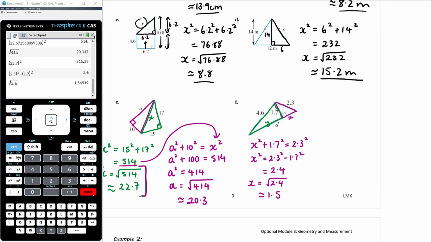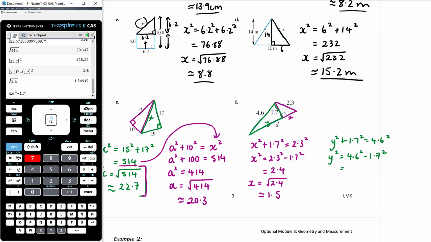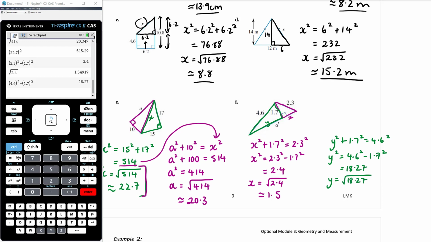Okay. And then y in the green triangle, again y is not the hypotenuse, 4.6 is the hypotenuse. So y squared plus 1.7 squared equals 4.6 squared. So y squared equals 4.6 squared take away 1.7 squared. 4.6 squared take away 1.7 squared is 18.27. And so therefore y is the square root of 18.27. Square root of 18.27, control enter. Approximately 4.3.